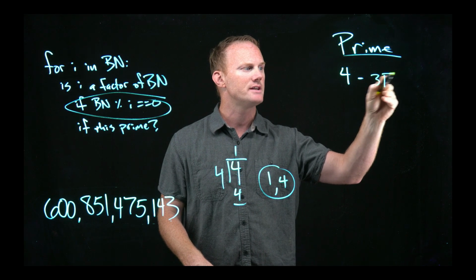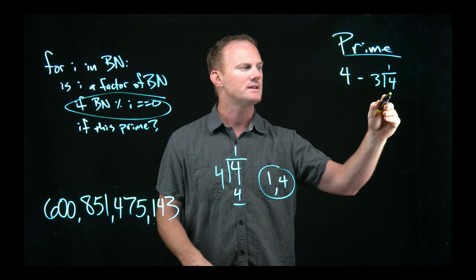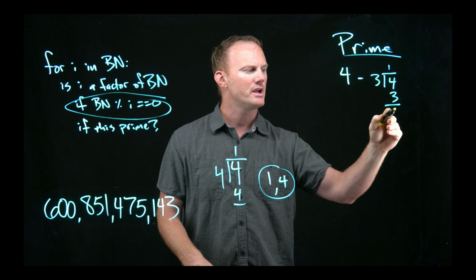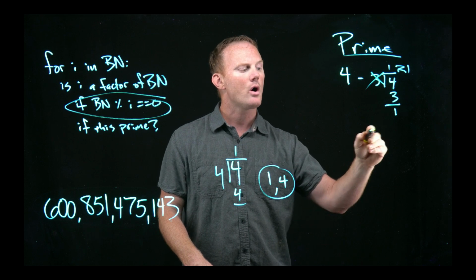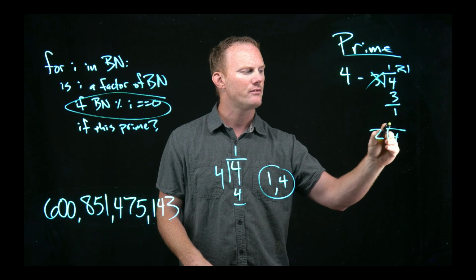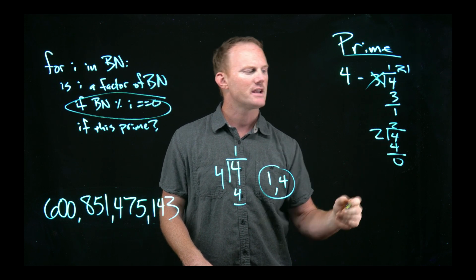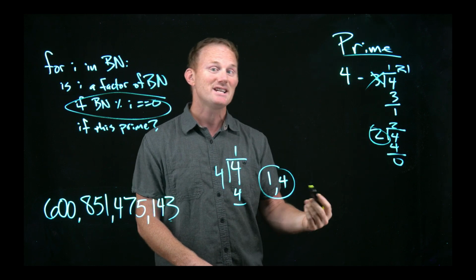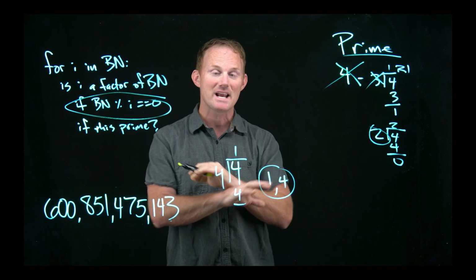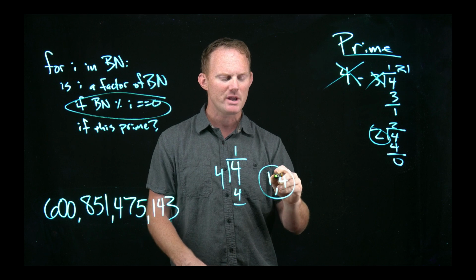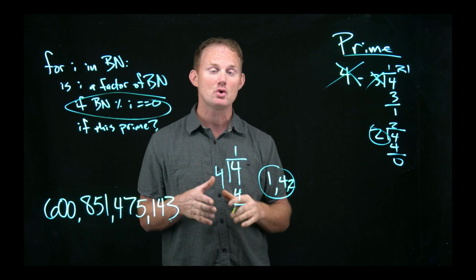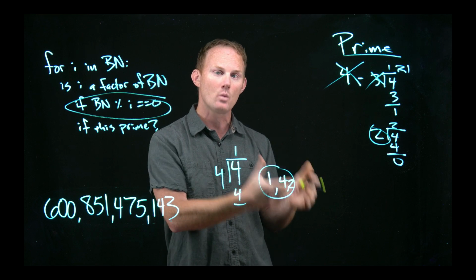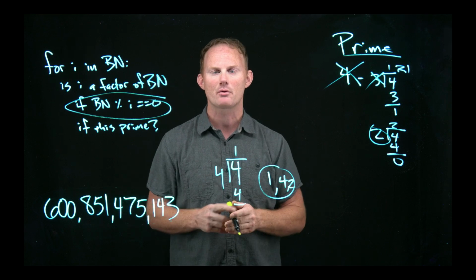So what if we try and take 3 into 4? That goes in 1 time. We end up with 4 minus 3. We have 1. Okay, so 3 is not a factor of 4. We already saw 2. If we take 2 into 4, it'll go 2 times. That's 4. That gives us a 0. That means 2 is a factor of 4, which means 4 is not prime, because we can add to this list. There's 1, there's 4, and there is 2. Okay, if there's anything other than 1 and 4, 4 is not prime.